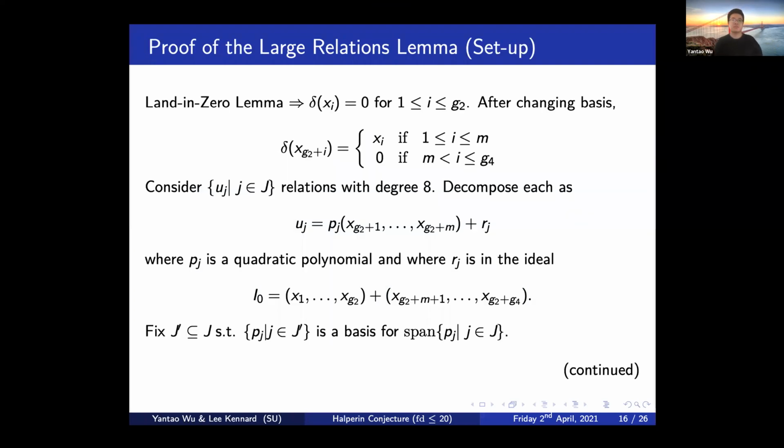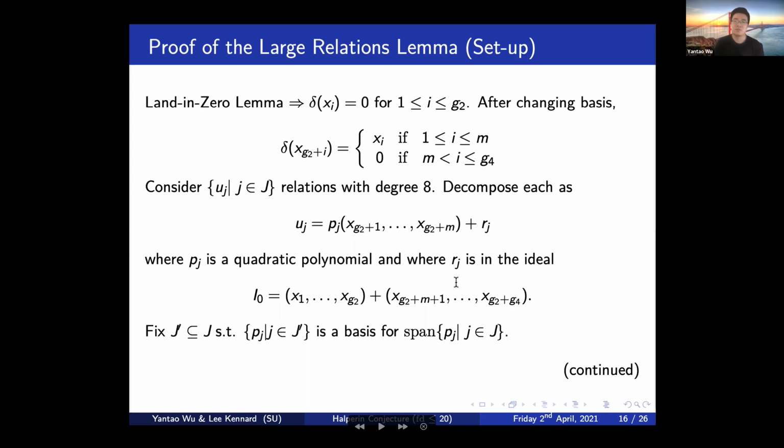So I will give a short proof of it. It takes 3 slides. The first slide is just a setup. From the vanishing lemma, we assume that the degree 2 generators will be mapped to 0, and the first M generators with degree 4 will be mapped to the first M generators with degree 2. It's because we can change the basis. And we consider relations with degree 8. We can write each as the head Pj and the tail Rj, where each Pj is a quadratic polynomial in the degree 4 variables, and Rj is a polynomial with some degree 2 generators and some of the remaining degree 4 generators.